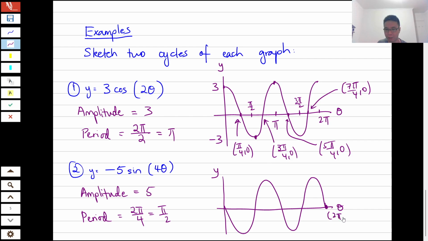This is 2 pi, this is pi, and that means this point here is pi on 2, and this point here is 3 pi on 2. And the graph goes through negative 5 and 5. Perhaps you're seeing now why I'm saying the sine graph is easier, because I didn't have to do the halfway calculations the way that I did with the cosine graph.